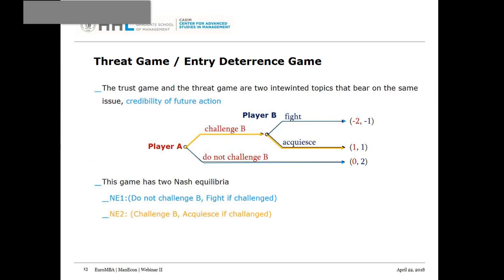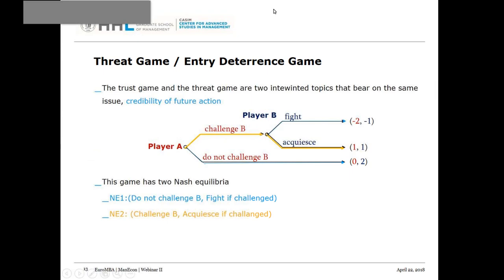Okay, so why is it a Nash equilibrium? Because if player A knows that player B will fight, he decides between having a payoff of -2 or 0 if not entering. So this is the best to do. And for player B, the checking of a Nash equilibrium will be on the other side. It will not be challenged, so it doesn't matter. But the threat is important here. Okay, so fighting is a threat.